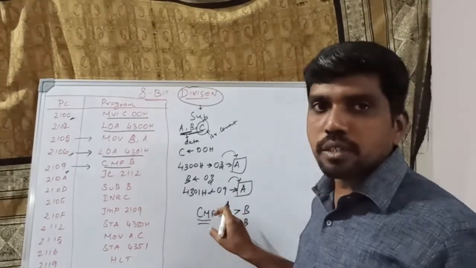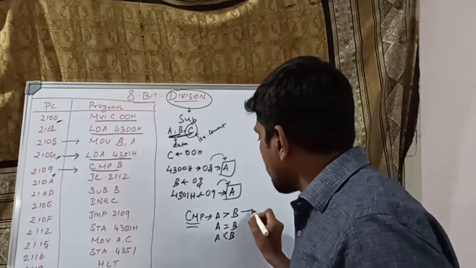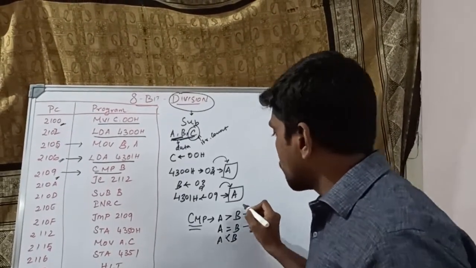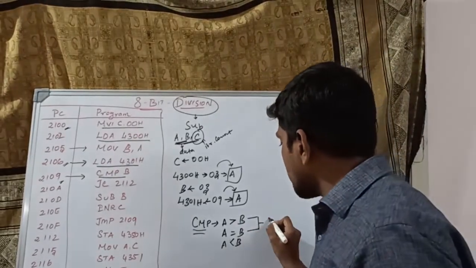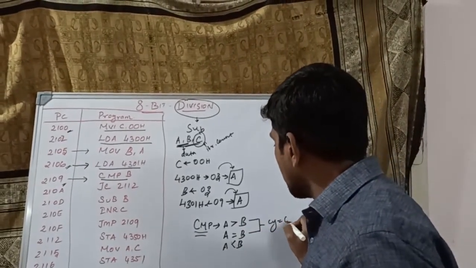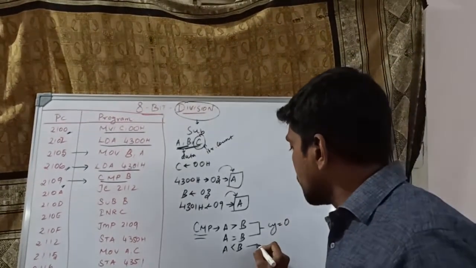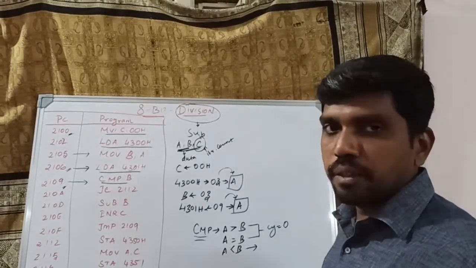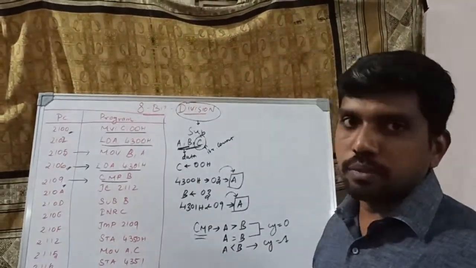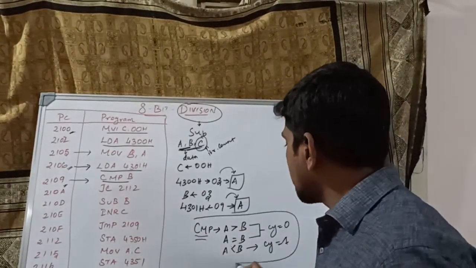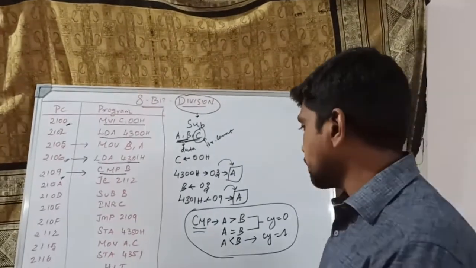This instruction also affects the flag register. For the first 2 results, A value greater than or equal to B, the carry flag is set to 0. For A less than B, the carry value is set to 1. This condition is very important for writing the division program.